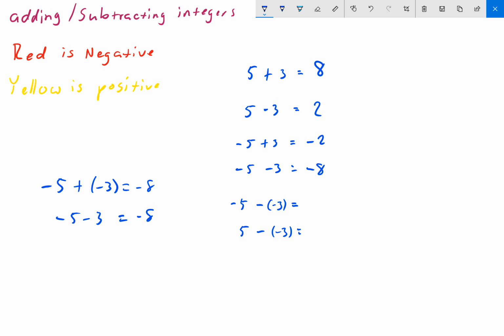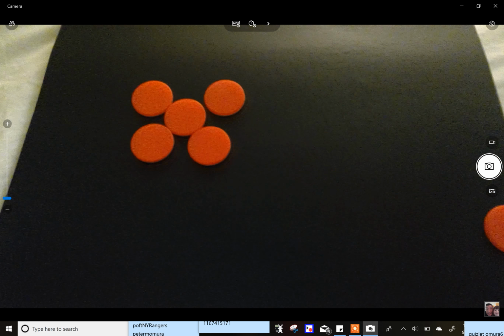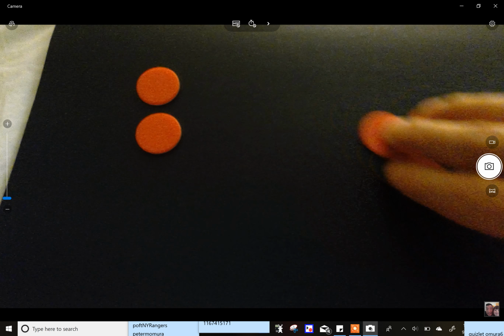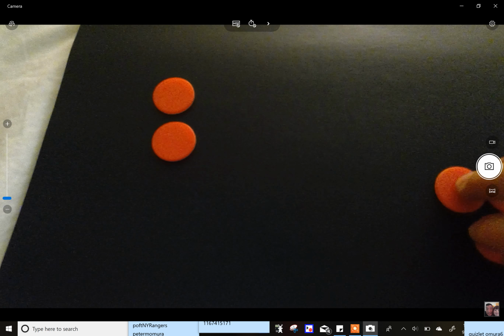What if I had negative 5 take away negative 3? Alright, so listen to this. Negative 5 minus negative 3. So negative 5 take away 3 negatives. Well, if I had negative 5 and I took away 3 negatives, I'd only be left with 2 negatives. So negative 5 minus 3 negatives is 2 negatives.